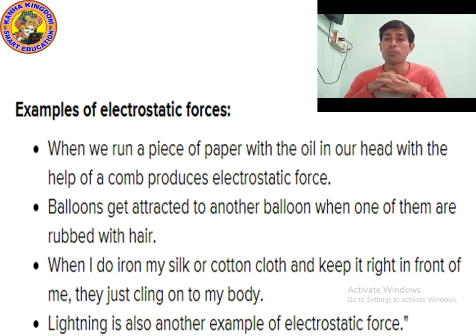Why? Because both got the same charge. Yes, both are charged, but both have positive charge or both have negative charge. That's why they are repelling each other. Yes, because like charges always repel each other. I hope you understood this example.